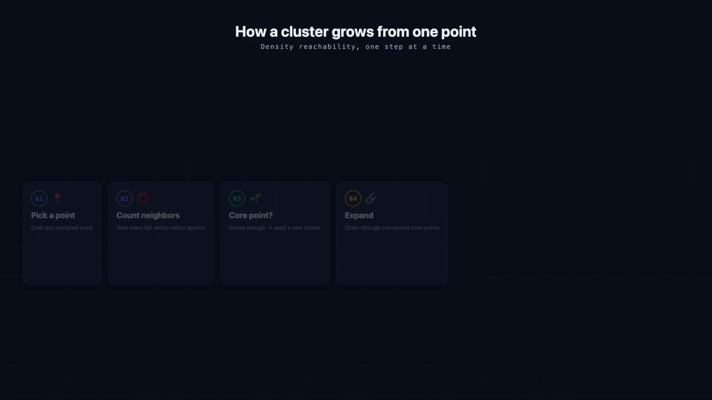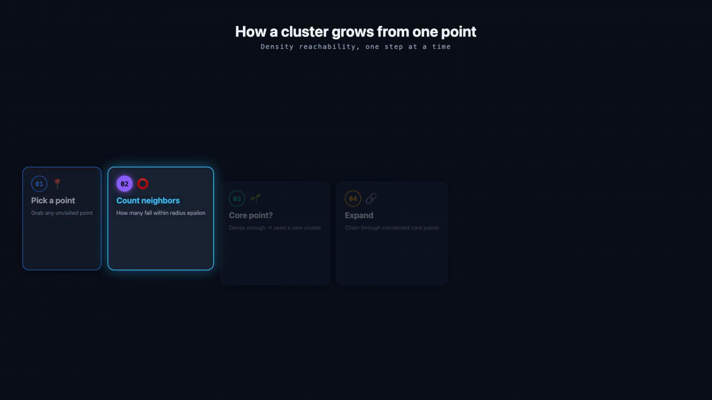So how does DBSCAN actually grow a cluster from scratch? Follow the loop 1 step at a time. Start by grabbing any point you haven't visited yet. It could be anything, a point buried in the middle of a crowd or one stranded off on its own. It is simply going to ask one honest question. How crowded is its neighborhood?